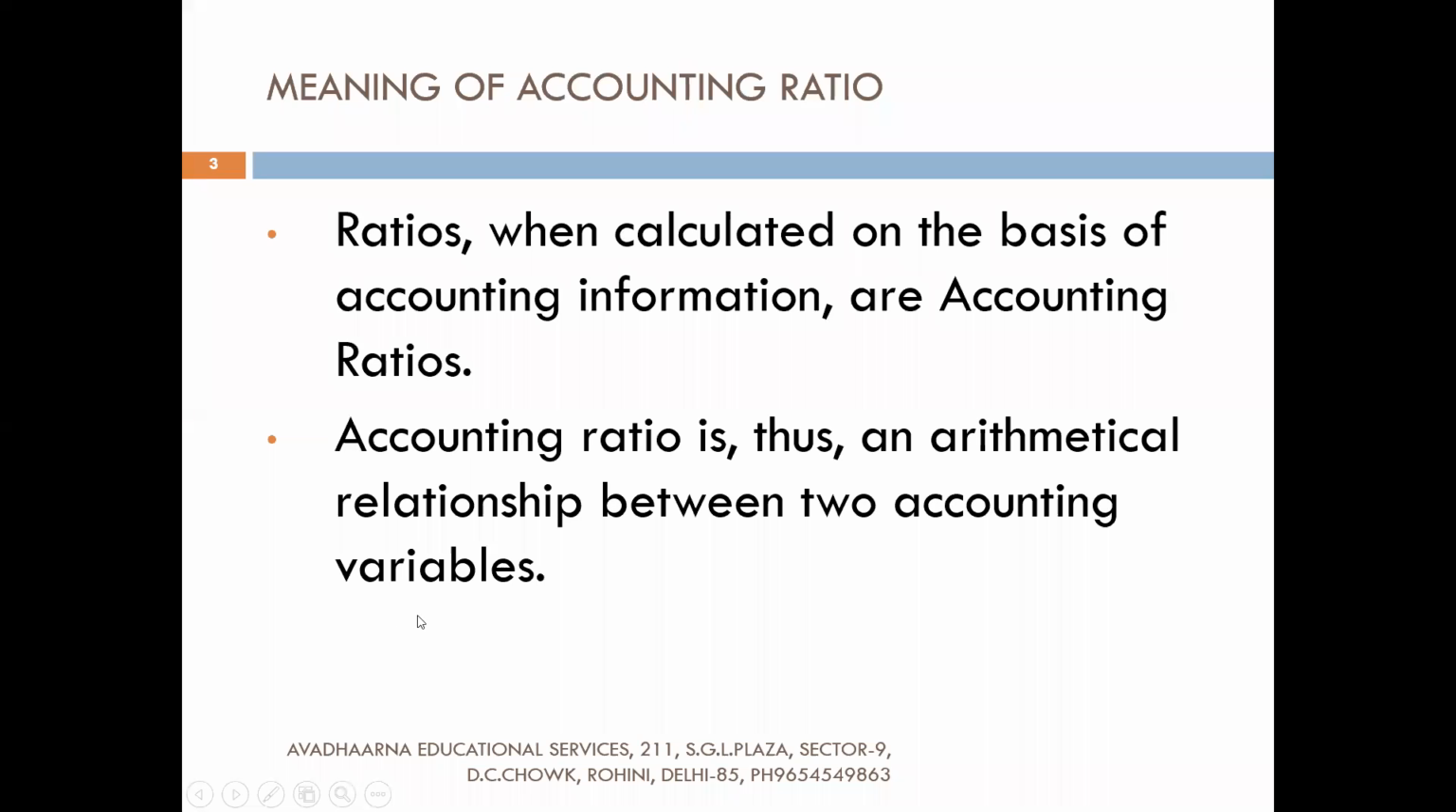For example, we may establish a relationship between current assets and current liabilities. What is the relationship between them? We may try to establish that. Out of the total sales, what is the percentage of gross profit? Fine. Out of the total sales, what is the percentage of net profit? So in this way, we are going to establish the relationship between two accounting variables when we are calculating accounting ratios.